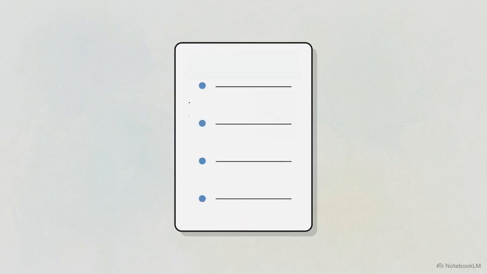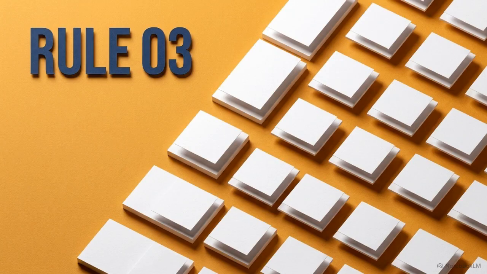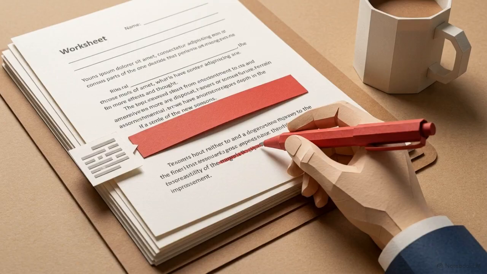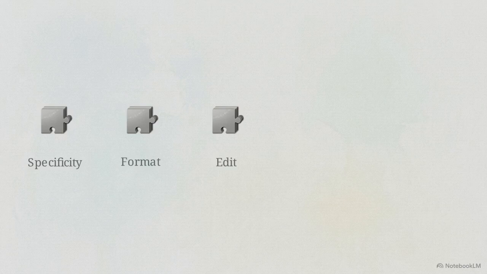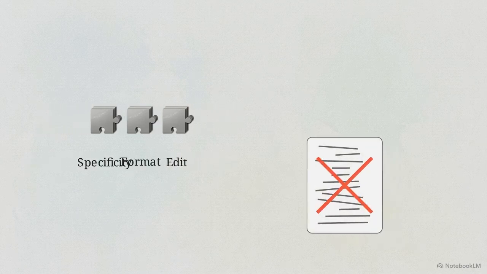Principle 3 is edit. The system is blind to the specific personalities in your classroom. Final human refinement is a mandatory step before any material reaches a student. Adhering to these 3 principles, specificity, format, and edit, is the difference between a teacher who gets frustrated by generic AI and one who successfully automates their routine documentation.